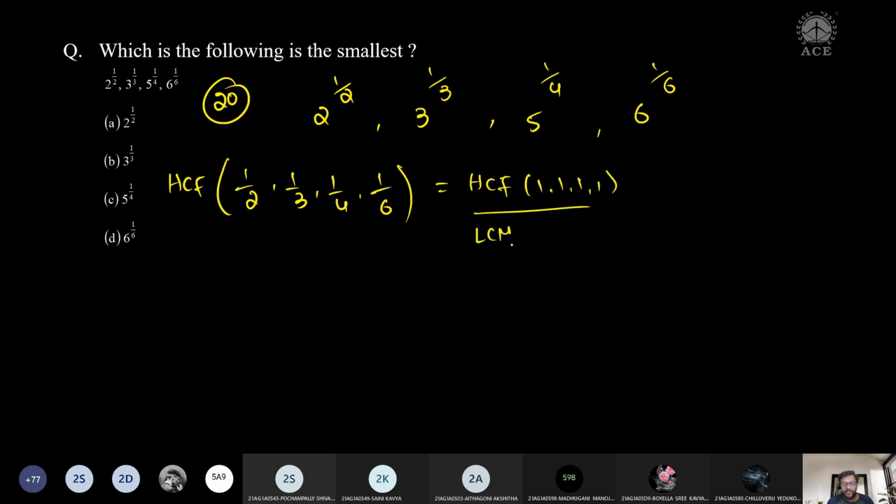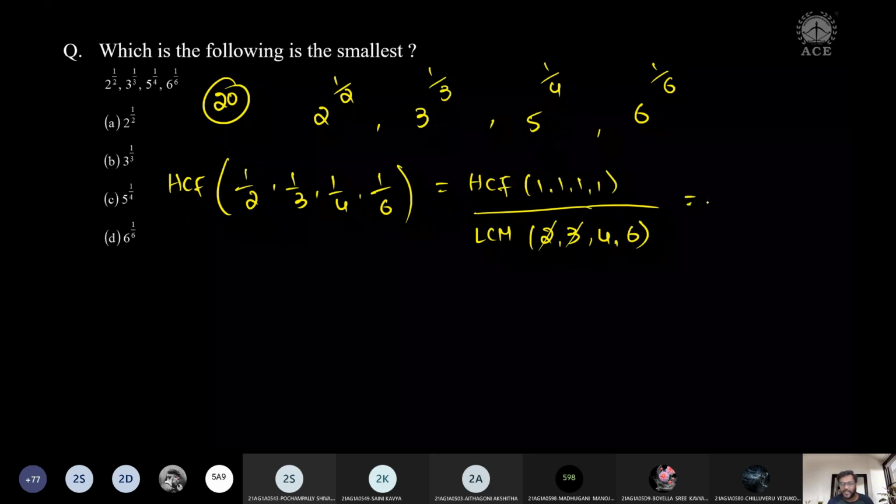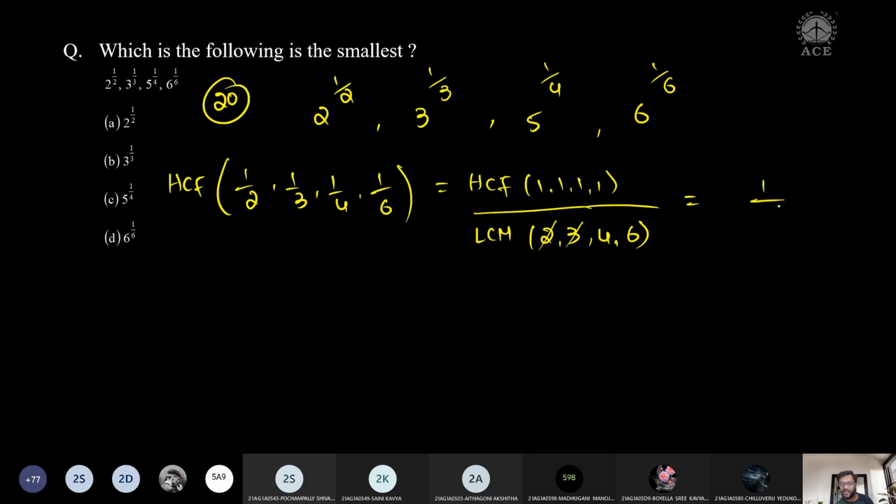Whereas LCM for 2, 3, 4 and 6. As 6 is there, 2 and 3 are not required to find the LCM. 4 and 6 LCM is 24. So we'll get 1 divided by 24. If you want 24, yeah, I think 12 is also an option. 4 and 6, 12. Here LCM we'll get 12. So if you want 12, I can write this as 2 power 6 whole power 1 by 12.